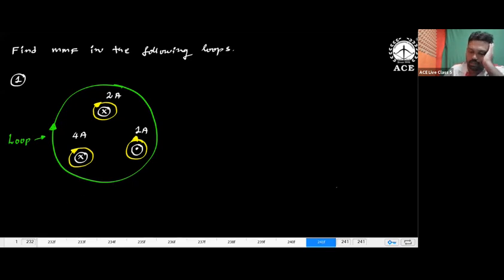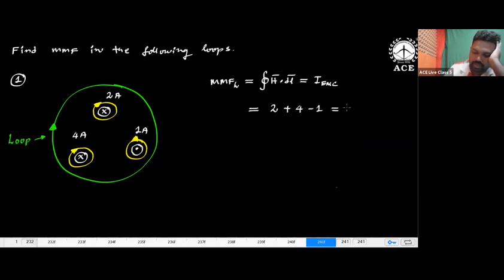Clear? So what is the MMF in the loop, beta? MMF in the loop, which is also called closed line integral of H dot dL, is equal to I enclosed, which is equal to 2 amperes plus 4 amperes minus 1 ampere. So 5 amperes is the answer.